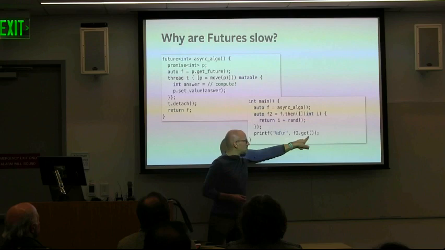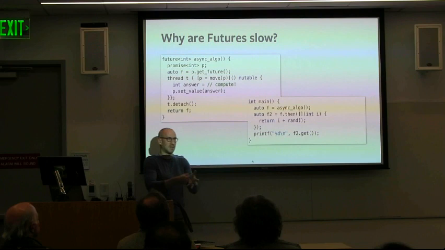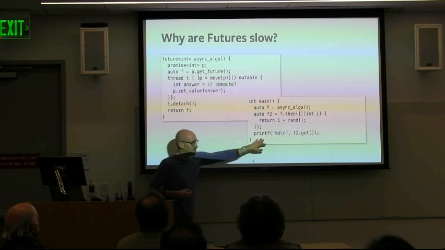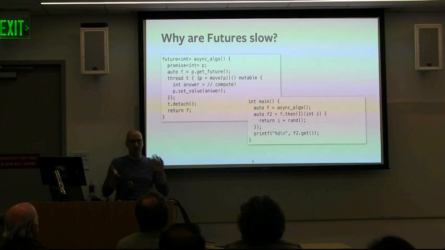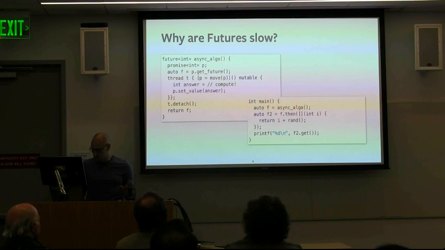And then I say, okay, now I'm ready for the result, give it to me, get the result. And this call is going to block until the result is written. And then you're going to print the result. Okay? This is how promises and futures that support continuations work. Nothing too new or exciting about this. But there's something inherent in this model that makes futures and promises slow.